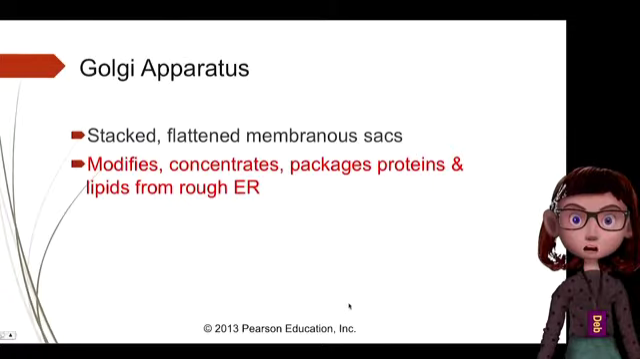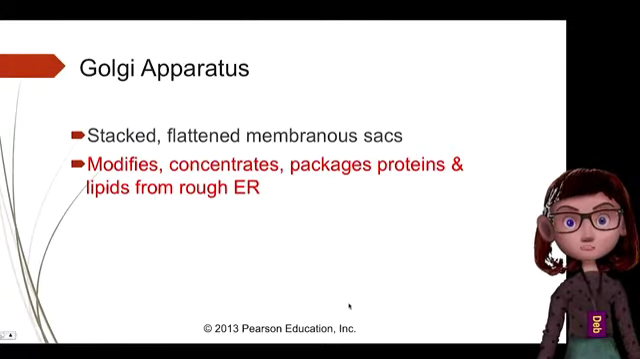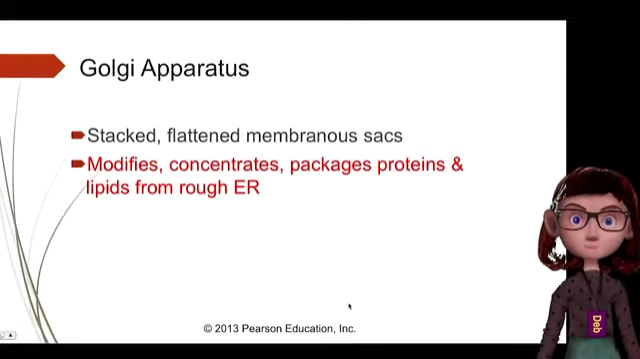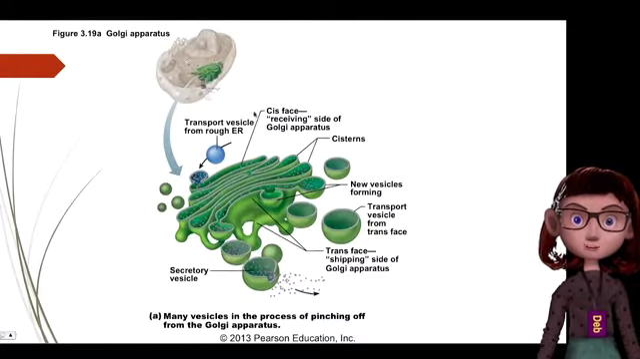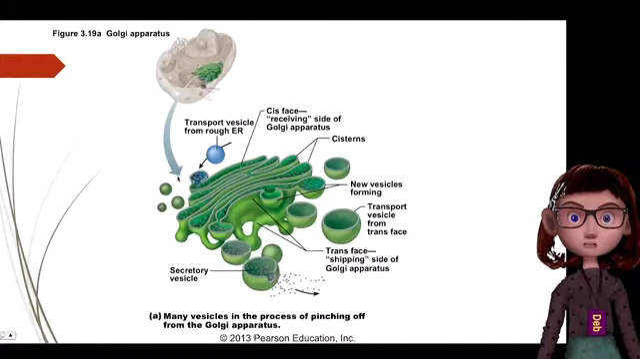The Golgi apparatus. The Golgi apparatus is a stacked, flattened, membranous sac structure. So what does it do? It modifies, concentrates, and packages proteins and lipids that it receives from the rough ER. And here's a picture of the Golgi apparatus. Many vesicles that are right here, they're in the process of pinching off.